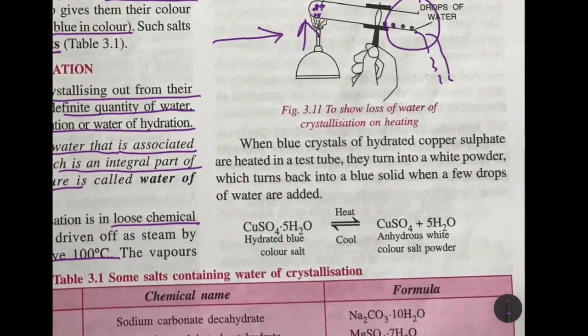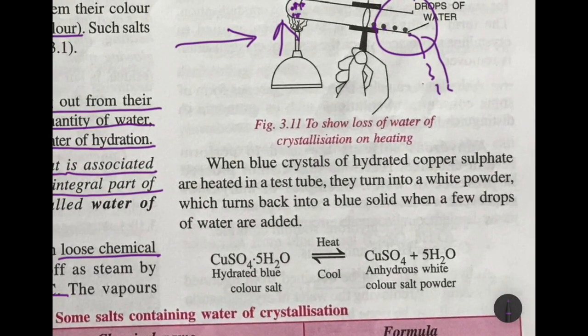And when blue crystals of hydrated copper sulfate are heated in a test tube, they turn into a white powder. What is the color of hydrated copper sulfate? It is blue in color. So the type of question you'll get is, blue colored crystals are heated, it turns into white powder. So accordingly, questions will be asked.